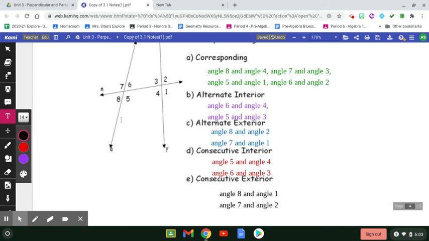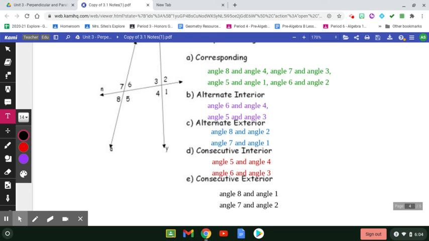So the corresponding angles, remember the angles that are in corresponding spots or the same positions, would be angle 8 and angle 4, because think of that, if you tilt your head, they'd both be in the upper left. Angle 7 and angle 3, because they'd both be in the upper right. Angle 5 and angle 1 would be in the bottom left, and angle 6 and angle 2 would be in the bottom right. The alternate interior would be in the inside portion, so you'd be looking at angles 3, 4, 5, and 6. But to be alternate interiors, they'd have to be on opposite sides. So that'd be angle 6 and angle 4 being a pair, and angle 5 and angle 3.